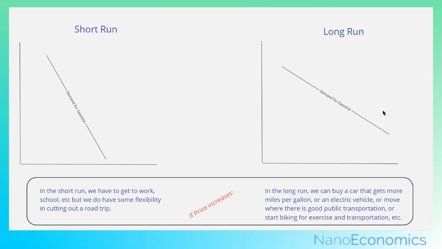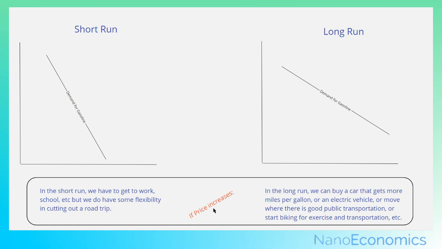Now, we don't draw a demand curve and then make things fit it in the short run. The short run demand curve describes what we actually see. That's because in the short run, we have to get to work. We still have to go to school. We have to do a lot of necessary things like go to the grocery store. But we do have some flexibility. We can maybe cut out a road trip. We can decide that a relaxing drive around town just to clear our head isn't necessarily the best way to go about accomplishing that goal.